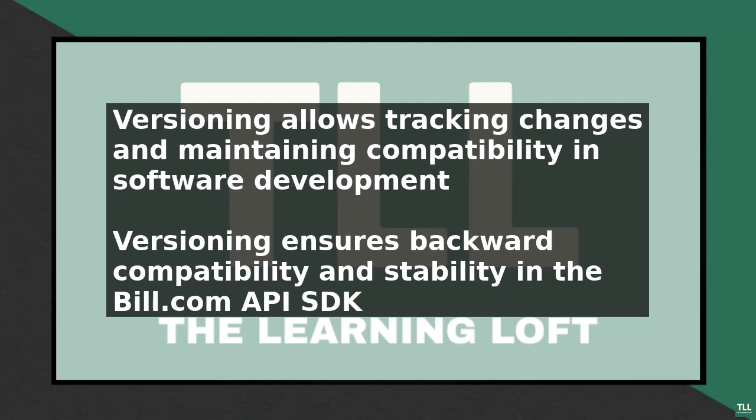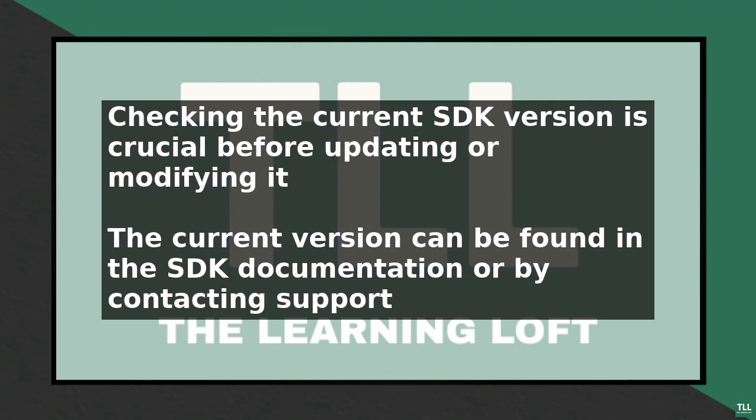Begin by checking the current version of the Build.com API SDK you are using. You can find this information in the SDK documentation or by contacting the Build.com support team. Once you have the current version, you can proceed to update or modify the SDK as needed.